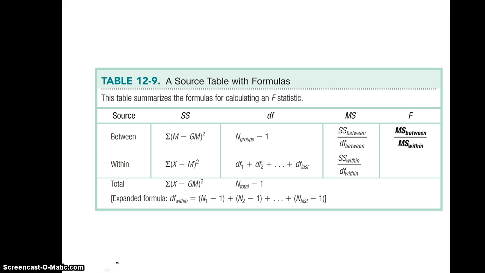Okay, so now we have all the formulas in this source table. This should also be listed in your textbook, so you can take a look at it in more detail. You'll notice the sums of squares looks very familiar. It looks like the numerator of our variance. For the mean square between, you take the sums of squares between divided by the degrees of freedom between, and you get the mean square between. So you can carry out those formulas.